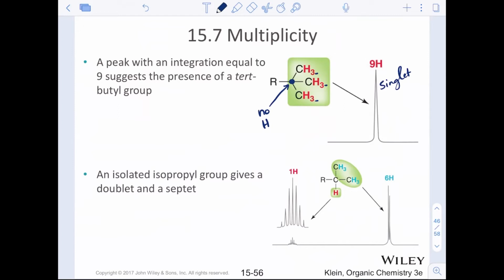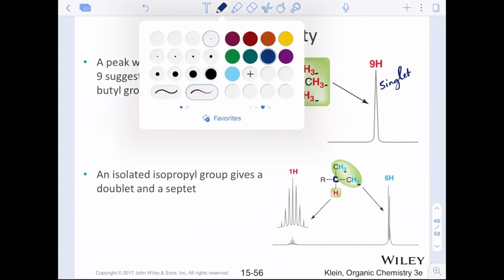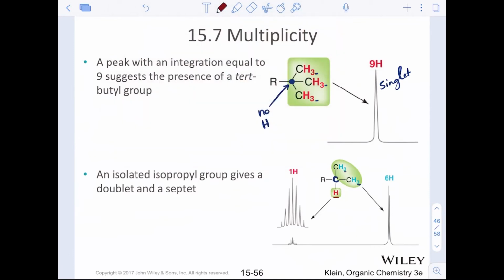An isolated isopropyl group, right, has a carbon with 2 methyl groups and a single hydrogen. That hydrogen, 6+1 neighbors, should have 7 peaks. 1, 2, 3, 4, 5, 6, 7. The 6 methyl hydrogens, right? The 2 CH3 groups add up to 6. One neighbor should be split into 2 peaks. Beautiful. Nice.